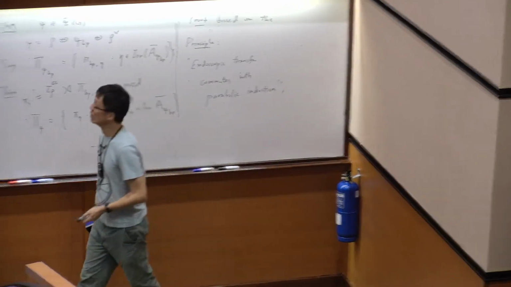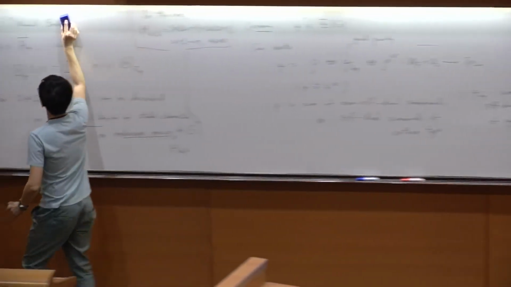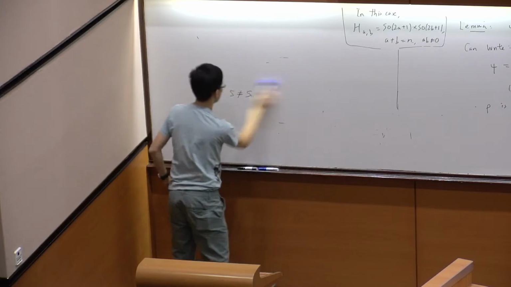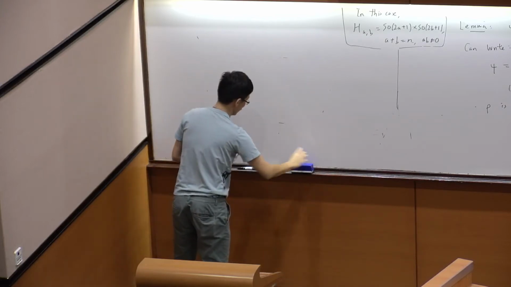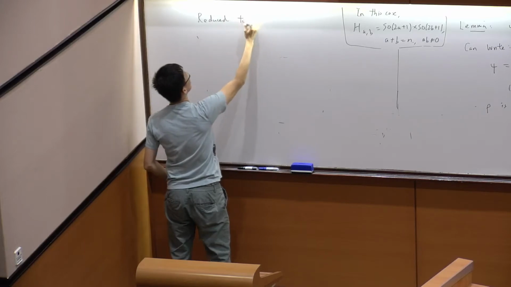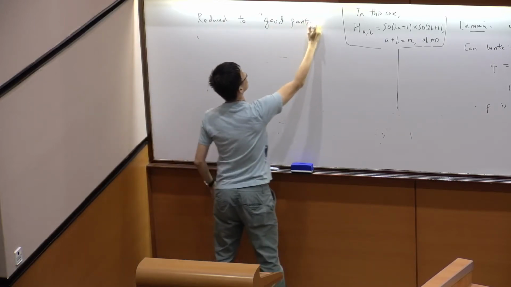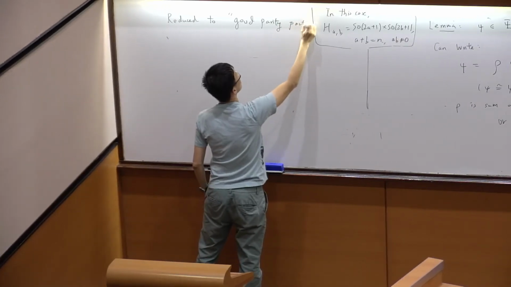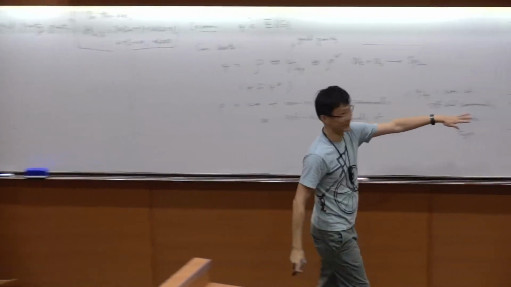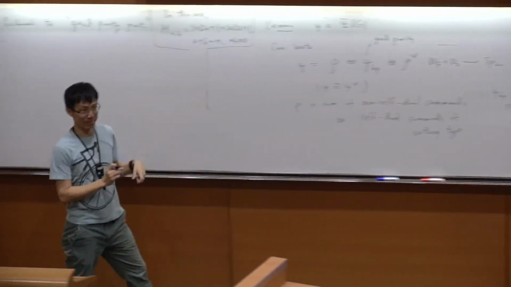Okay, so now we are reduced to the good parity part. And by the way, this works for p-adics too. So this one is very general and somehow the simplest reduction.